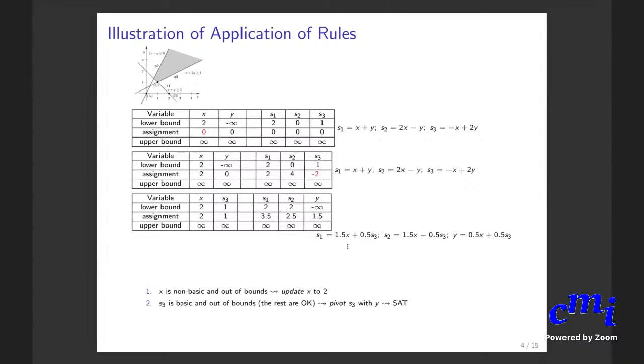you have success. If not, then you will have to pivot again. So in this case, with the single pivot operation, all the variables satisfy their respective bounds, and therefore you get a satisfying assignment. Any questions or doubts about this tabular notation? Any of the inference rules?